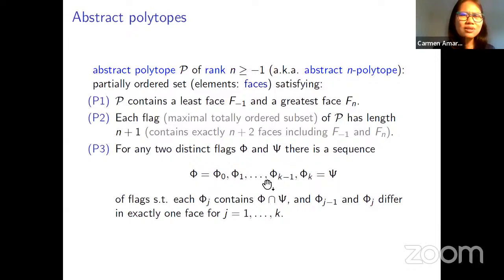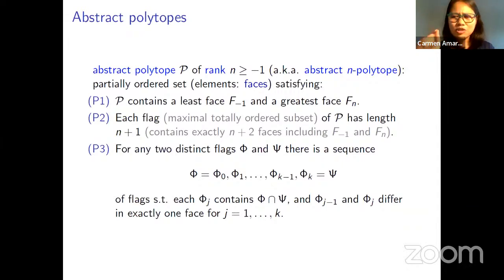So ano ang gusto nating masatisfy nitong sequence na to? First, each flag phi sub j, for j from 1 to k, must contain all of the faces common to phi and psi. Second, any 2 consecutive flags in the sequence must differ in exactly 1 face.